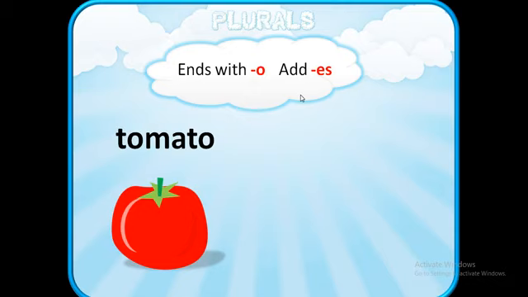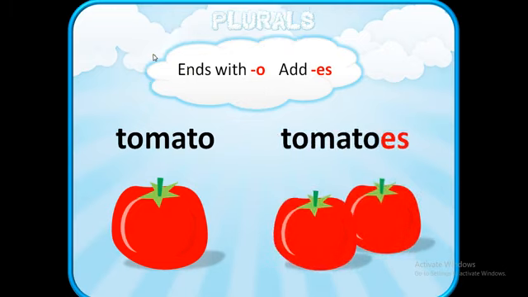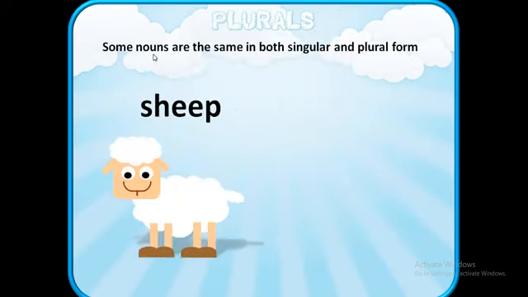Tomato. This word ends with O. We add ES. Tomatoes.